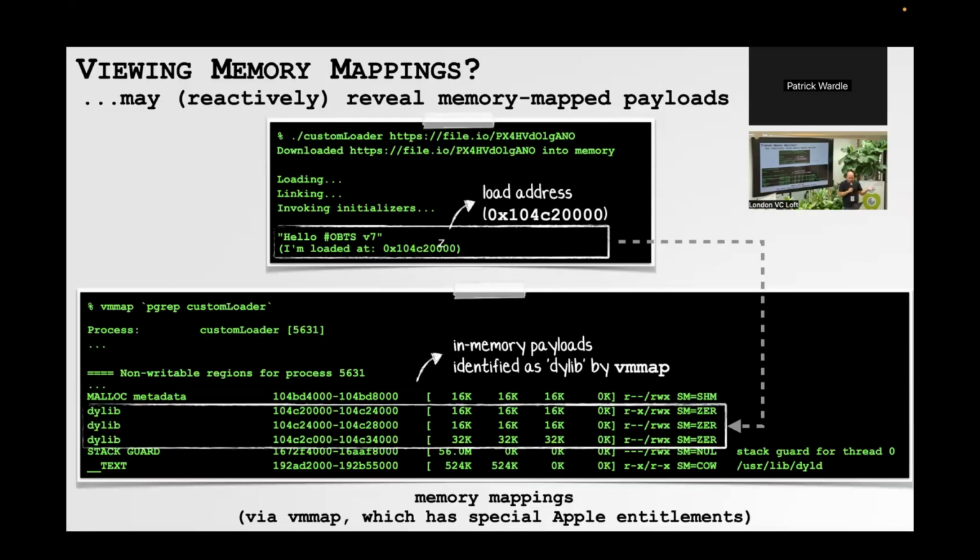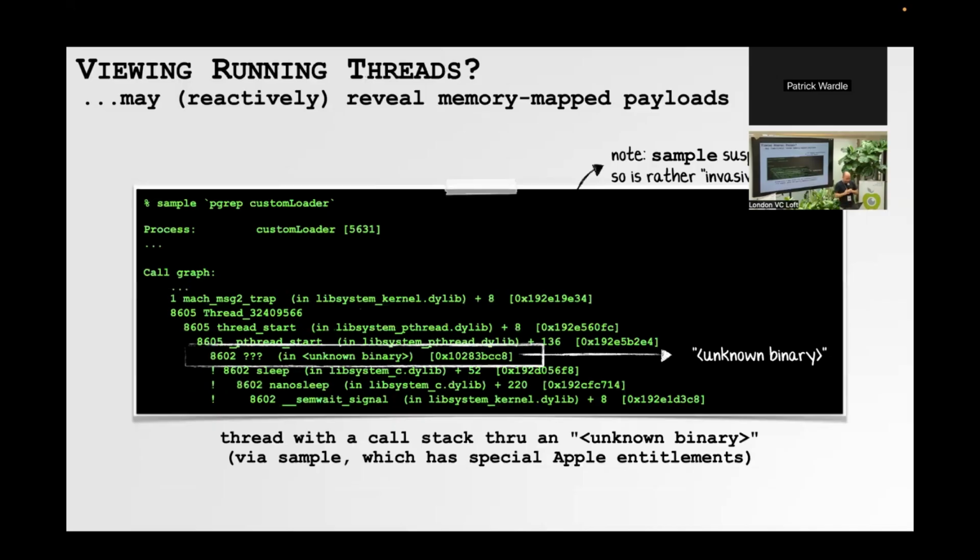However, it's a snapshot. So if by the time you run VMMap, I have executed my in-memory payload and it's been unloaded, you're not going to see anything. Also, VMMap is a command line tool, so you'd have to find a way to ingest its output into your security tool. It's doable, but it's not ideal.